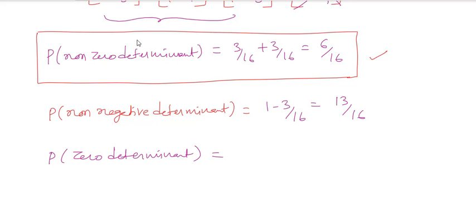Zero determinant means what? 1 minus 6 by 16, which is nothing but 10 by 16. Am I correct? So likewise, you can extend the problems like this. Are you getting what I'm saying there? Clear? This is how you have to solve the problems regarding that criteria. Getting what I'm saying? Yes?